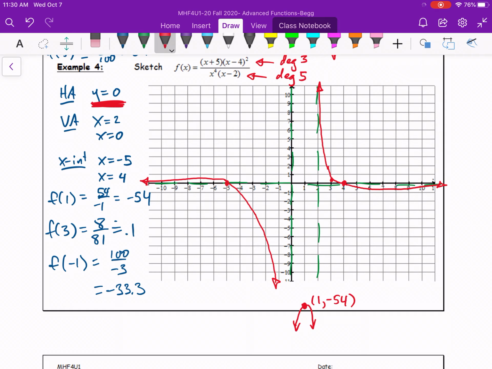So that's a variety of different rational functions, just to give you an idea of what we want to think about while we're trying to graph them by hand.